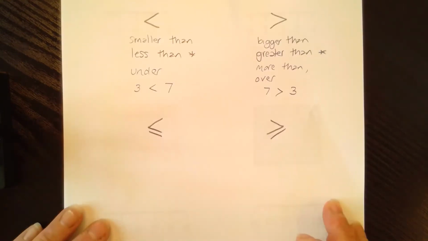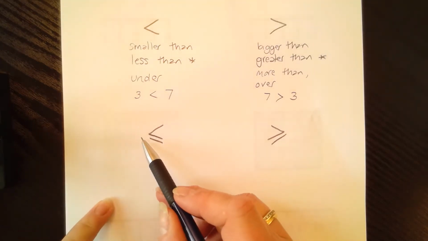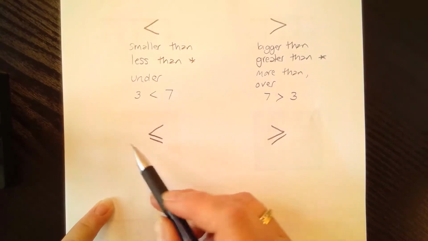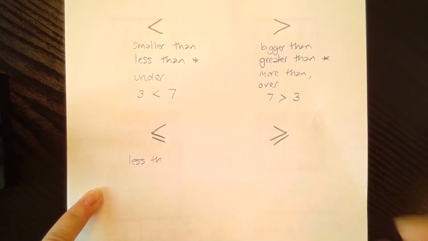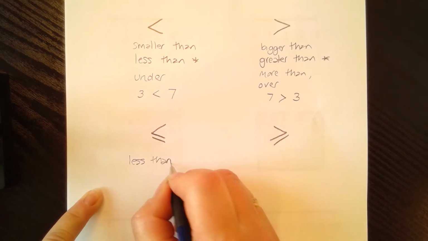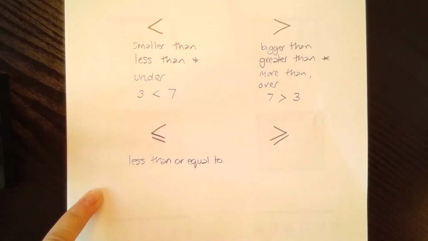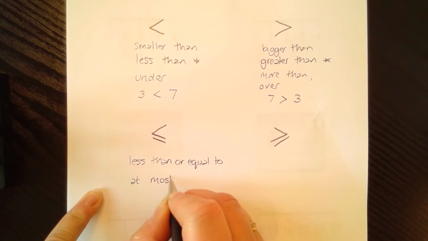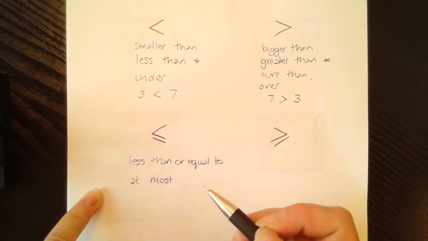These ones at the bottom, this one will be something that is less than or equal to it. So, less than or equal to. And that's used for things like less than or equal to, or at most. So everything up to and including the top part here.